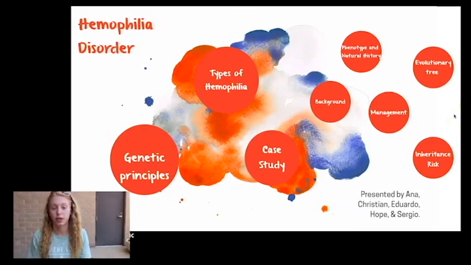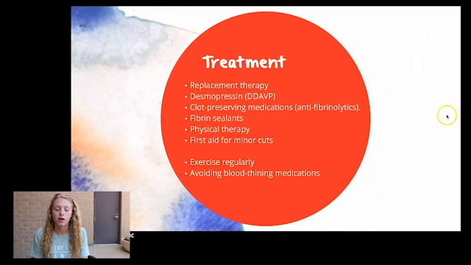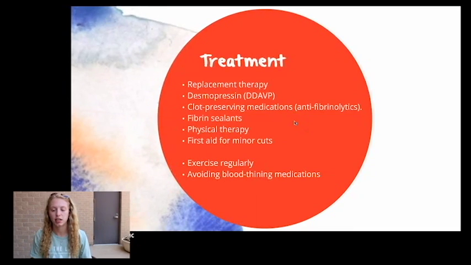So our next bullet point we're going to be talking about is management. Within this we're going to be talking about treatments for hemophilia and also some side effects or dangers with some of the treatments. The first treatment is replacement therapy, and this is replacement with blood that has the clotting factors that you need in it. They have ways to do this in a clinic or in a hospital through blood donation, and they even have some ways to do it from home.